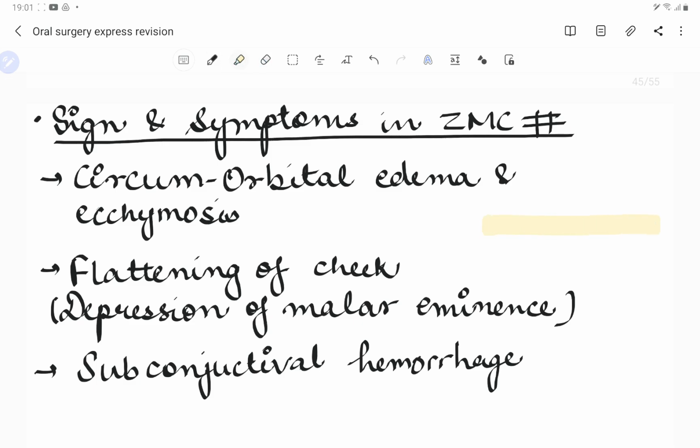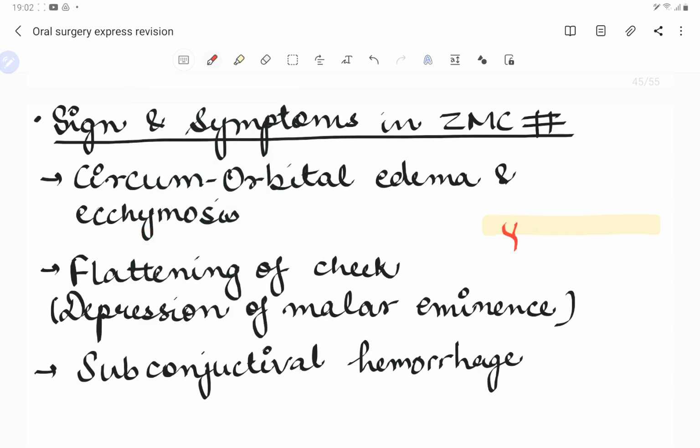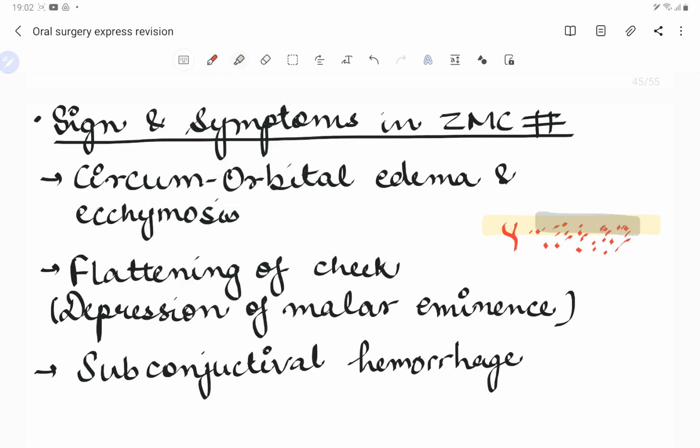So there is edema, and ecchymosis, because there is a rupture of blood vessels beneath the skin. Say this is the skin, and beneath the skin we have the blood vessels, right? Because of the rupture of these blood vessels, there is accumulation of blood, and if we see it from the top, it looks like there is a darkening of the skin, which is known as ecchymosis.